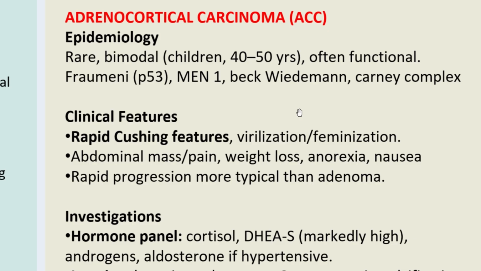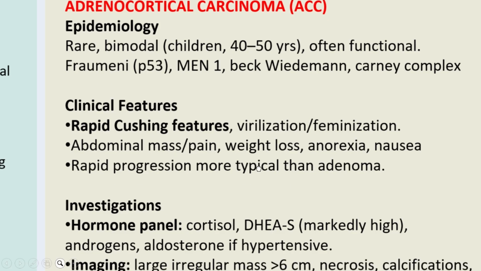And features of this is that we have rapid Cushing's features, because the tumor is producing the steroid, the cortisol, as well as virilization. So whenever someone has rapid Cushing features or virilization, you want to check out for this. Or if they have feminization, then they will have an abdominal mass or pain, sometimes weight loss, anorexia, and nausea, and rapid progression that is more typical than an adenoma.